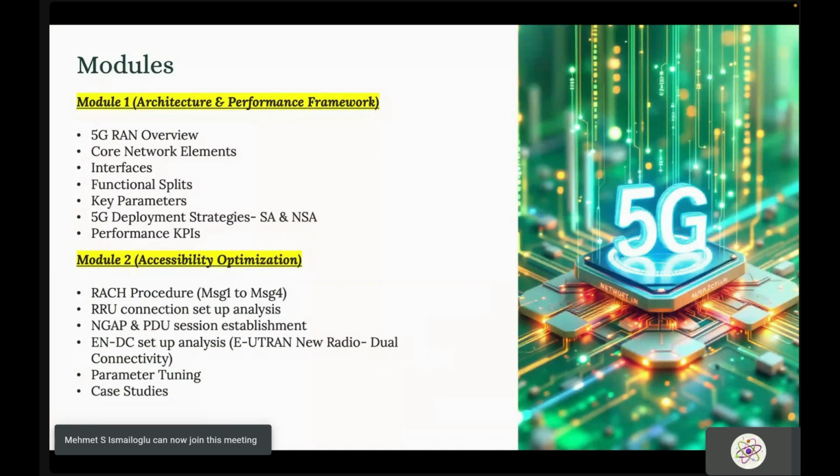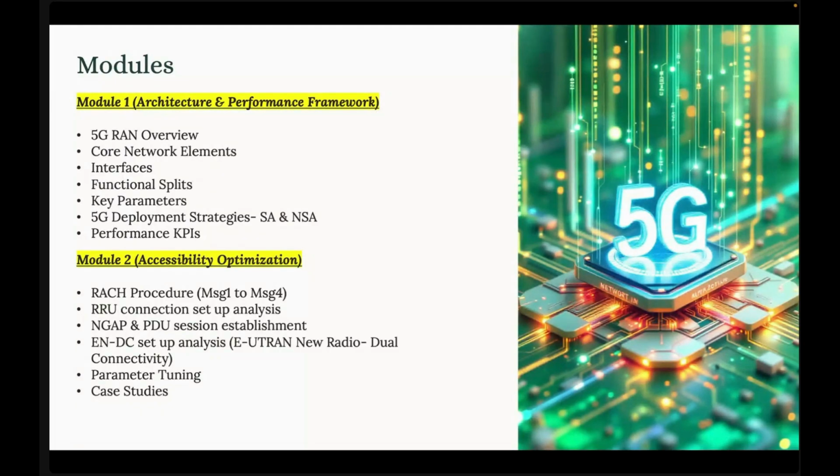We will be covering the 5G radio access network overview, 5G RAN overview. We will then cover the core network elements of 5G. Then we will see what interfaces are used in 5G technology. We will see the functional splits. We will see the key parameters, what parameters we will monitor. We will troubleshoot, so that part also will be covered. Then we will see the 5G deployment strategies, how 5G technology is deployed in the market for a particular operator: SA and NSA, standalone and non-standalone. And last but not least, performance KPIs.